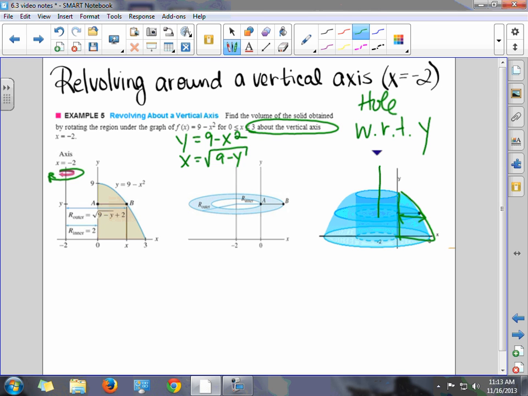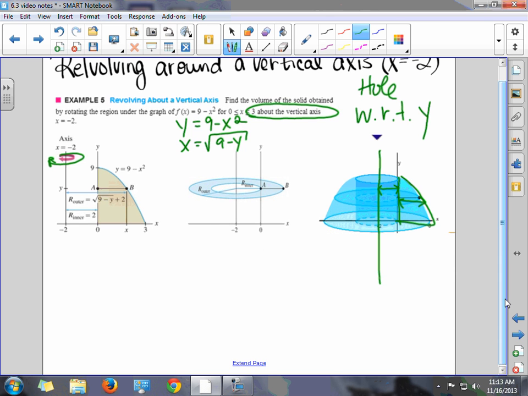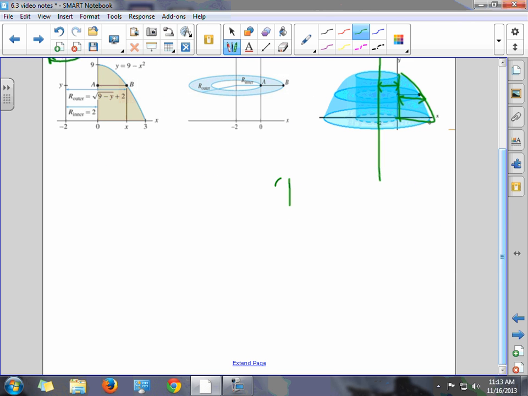So here's my cylinder. It sits on the line x equals negative 2. So the distance between that and the y-axis is 2. So my inner is just going to be a cylinder of radius 2. So I'll go ahead and write r inner is just going to be a cylinder of radius 2. So let's talk about r outer.